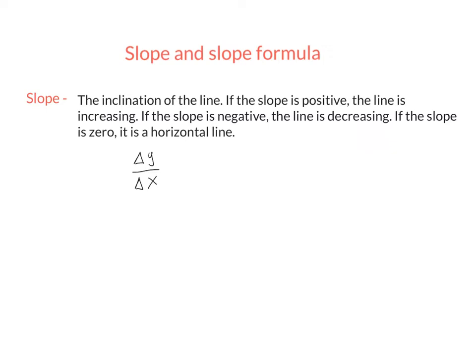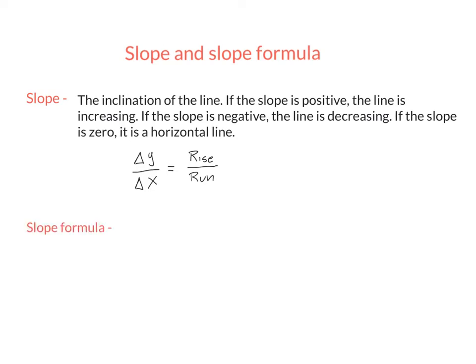Now, when you look at different videos, you're going to see people referring to this as rise over run. How much is it going up or down compared to how much is it moving left or right? This is a way that you can use whenever you have a graph, but whenever you have a table, this is going to be a lot more challenging. So that's why we're going to use the slope formula.